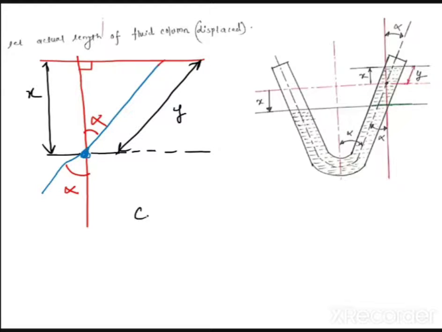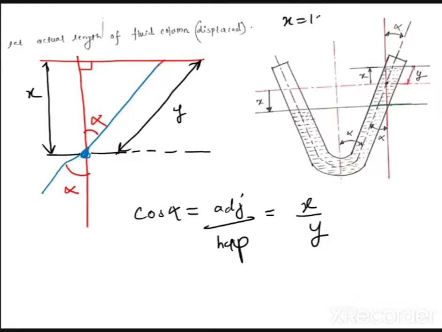So from this, cos alpha is equal to how much? Adjacent side x upon hypotenuse, so x upon y. Now guys, you know what x means. Let us say you are given a 10-meter vertical displacement in a downward direction. So x is equal to 10 meters, but you don't know y exactly. You can get y from this relation. So what is y? y is x upon cos alpha.